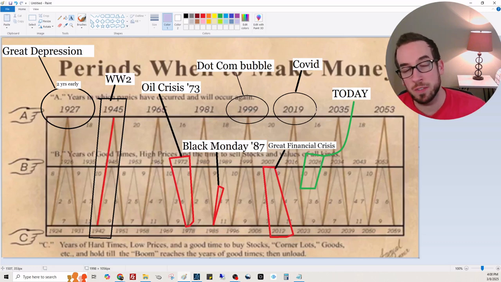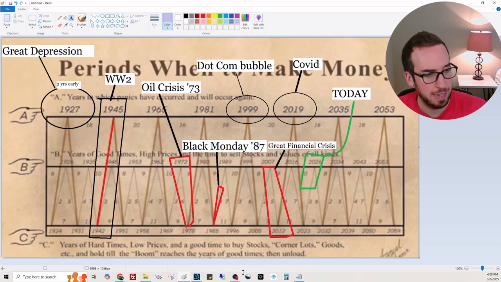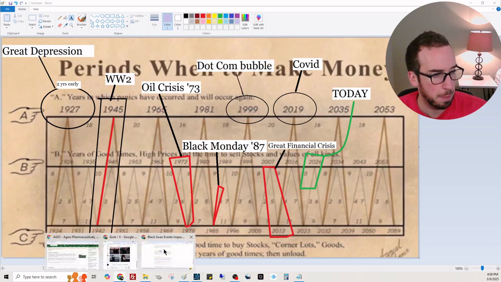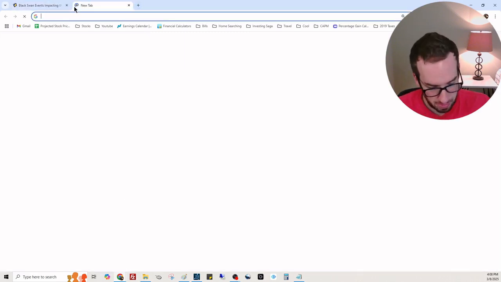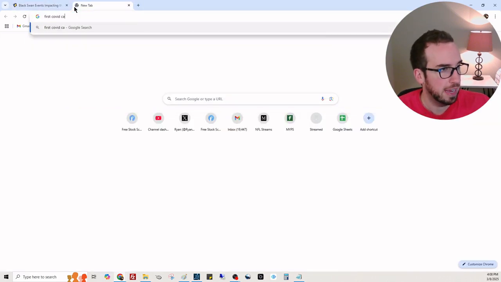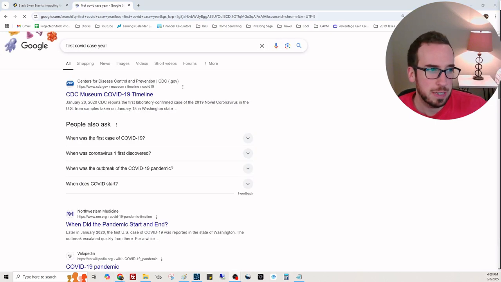And then, as many of you know, COVID happened in 2019. I believe 2020 was when it really ramped up, but I think COVID itself was announced. There was a virus going around in 2019. Let's just double check. It says 2020 here. First COVID case year. Let's just see really quick. I thought it was 2019.